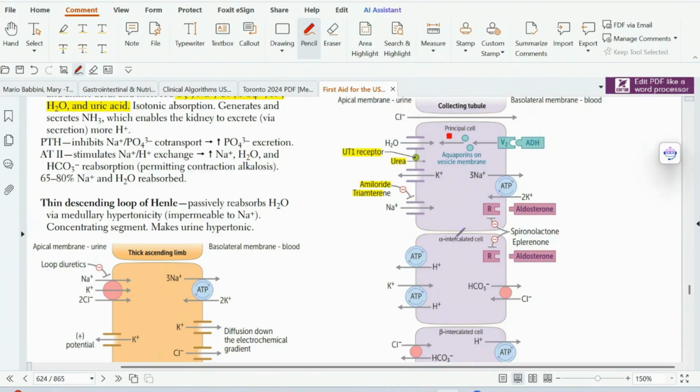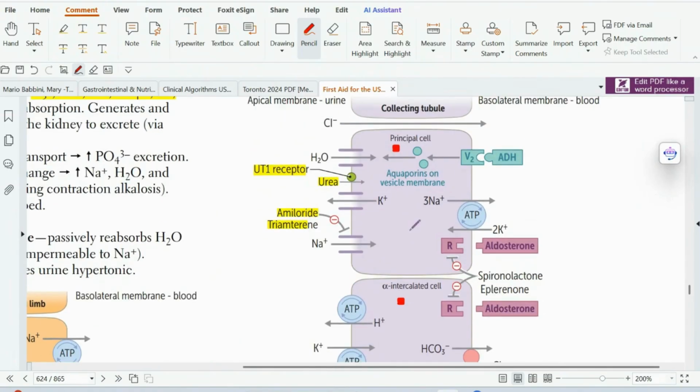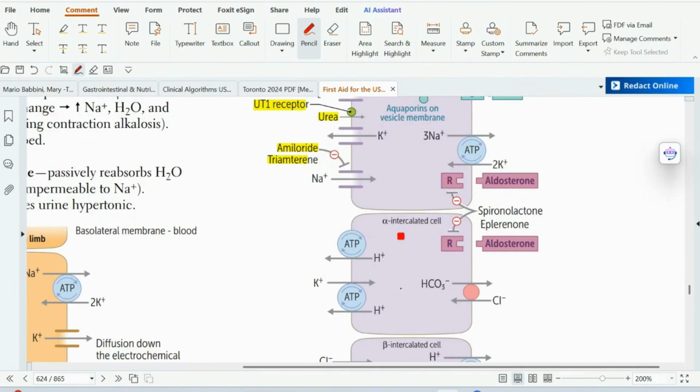Aldosterone goes into two cells, principal and alpha intercalated, right? What does it lead to in principal cells? What does it lead to in alpha intercalated cells? Sometimes they do ask that.